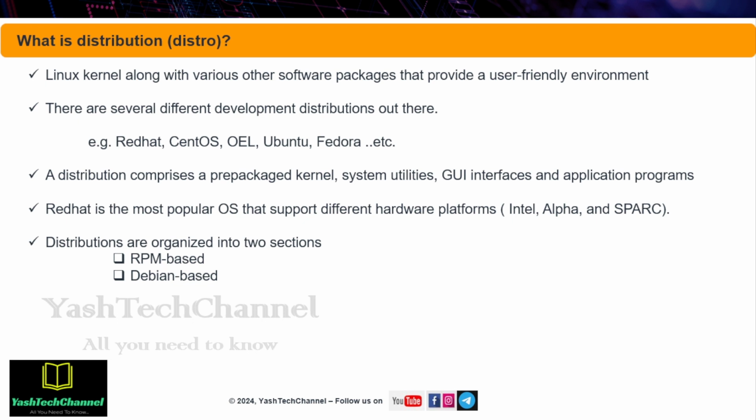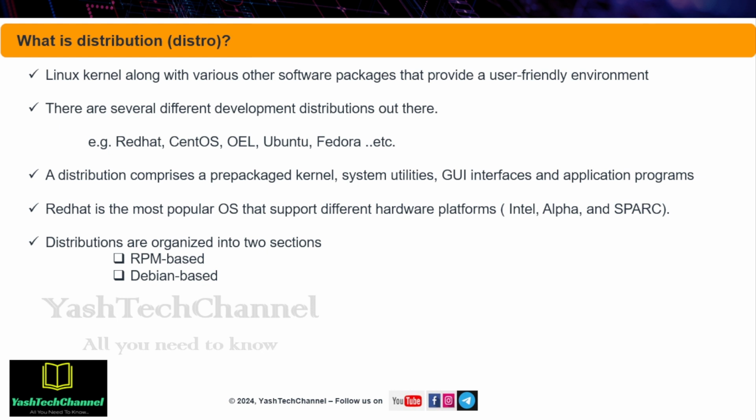When I say RPM, there are a couple of operating systems that fall under RPM based, and Debian based means some of them are like Ubuntu, those are based on Debian. So what is the main difference between RPM based and Debian based? That I'm going to talk about in the coming slide.